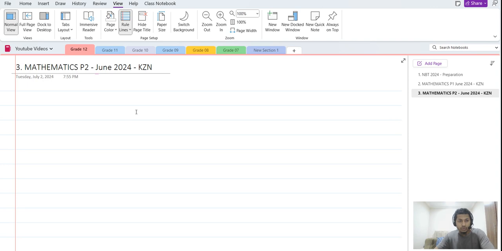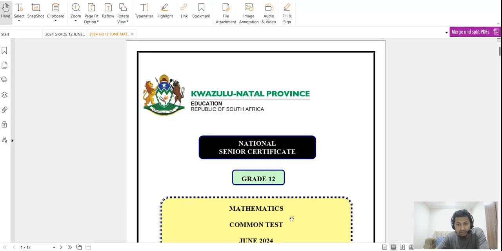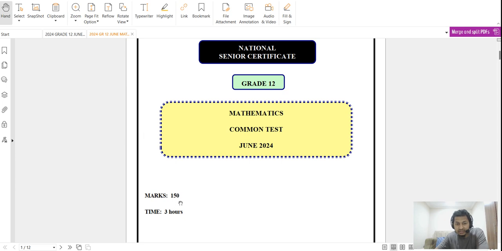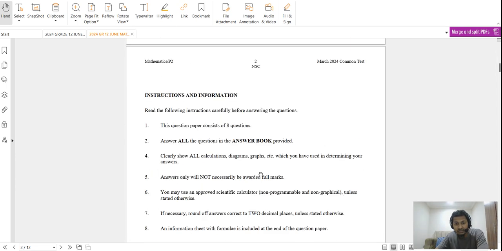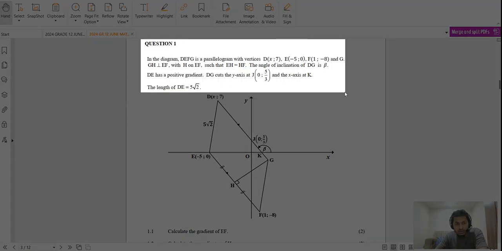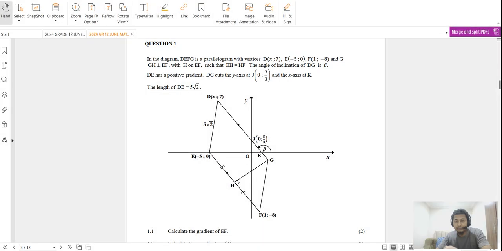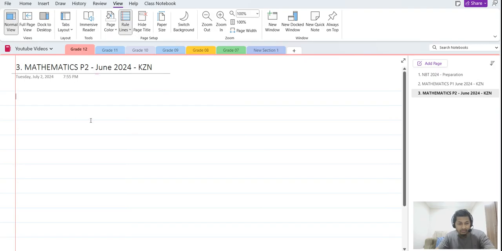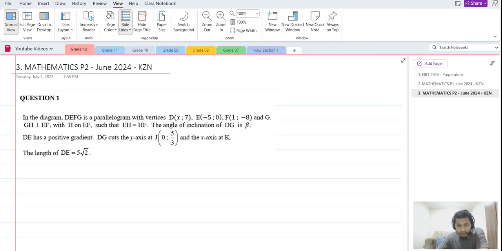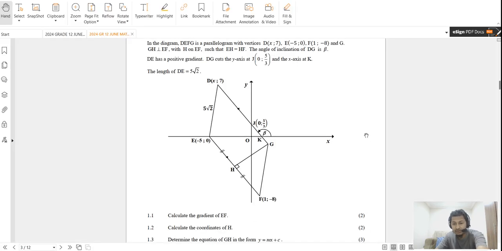In this video we're going to solve the Mathematics Paper 2, June 2024, for the province of KwaZulu-Natal. It's this paper here, which was 3 hours and 150 marks. So let's go straight into question 1 and solve the paper. Question 1. Let's take the diagram as well.